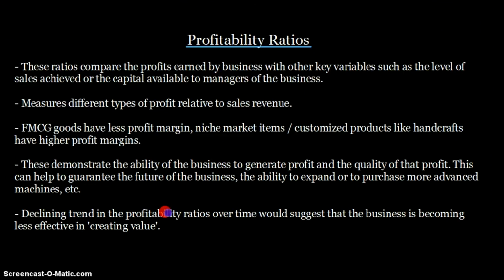A declining trend in the profitability ratios over time would suggest that the business is becoming less effective in creating value. So profitability ratios should be increasing over time, not decreasing. If they are decreasing, then that means you're not able to add value to your product. Value addition, we have talked about that in the first chapter, so that's linked to this. So the more value you add, the more profitable the product would be, probably.